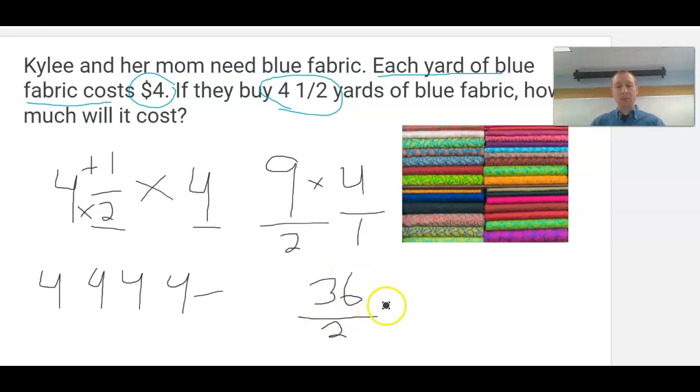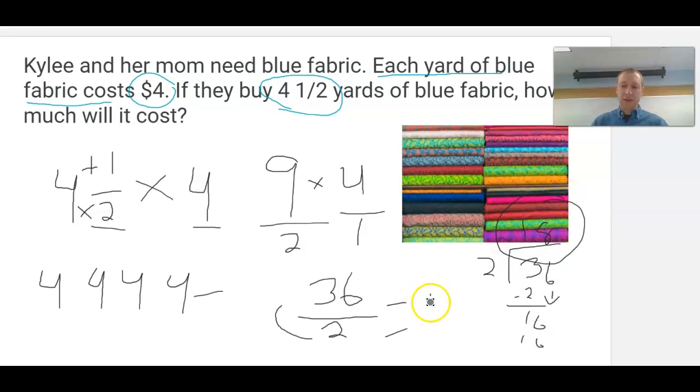All right, let's turn that back into a mixed number. How many 2's are in 36? Well, let's see, 36 divided by 2. 2 goes into 3 one time. 1 times 2 is 2. Subtract, and I get 1. Bring down the 6. 2 goes into 16 8 times. 8 times 2 is 16. So it's 18, right? So 36 halves is 18. So that means they're going to spend $18 on the 4.5 yards.